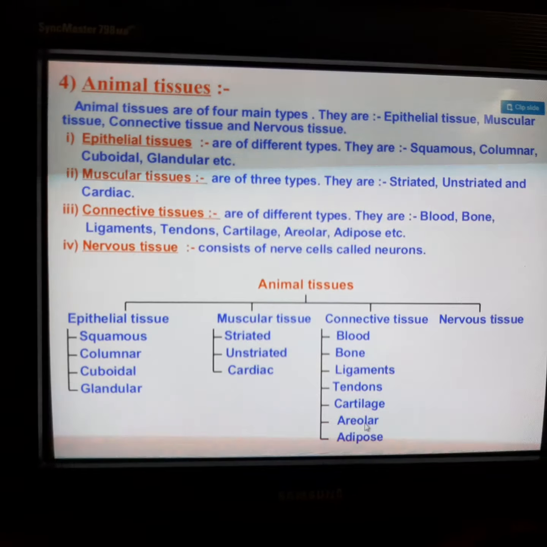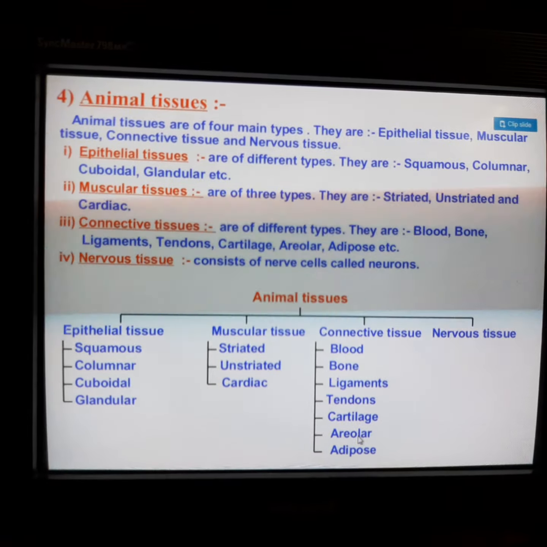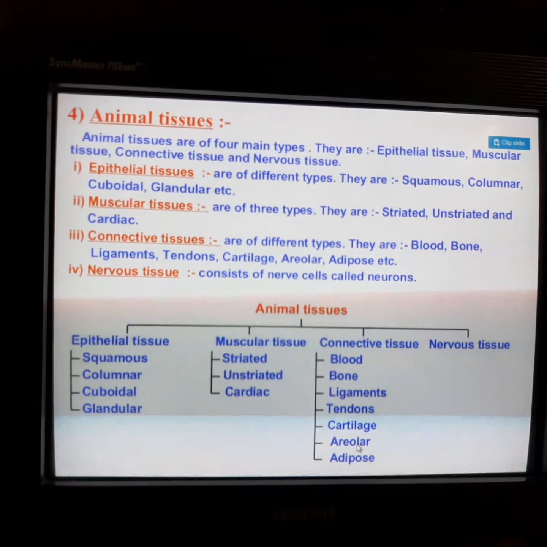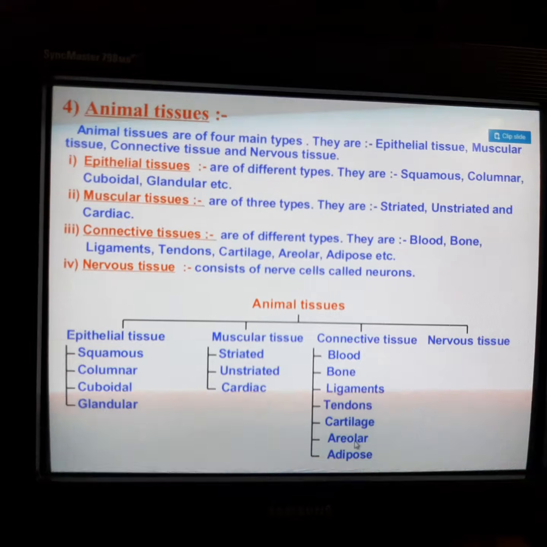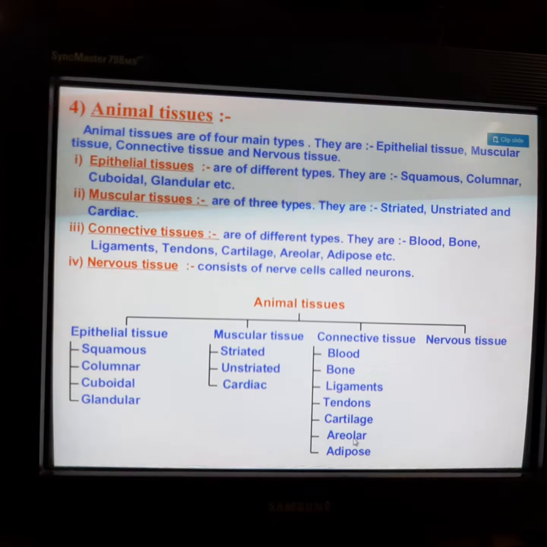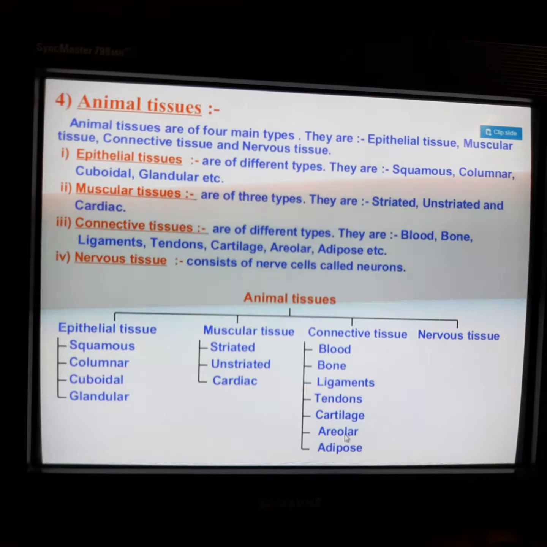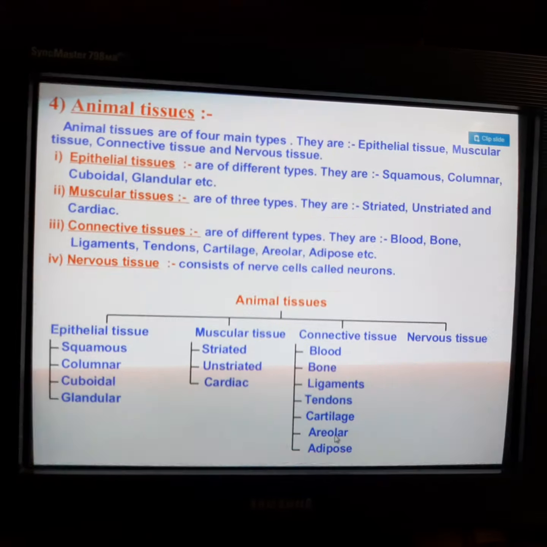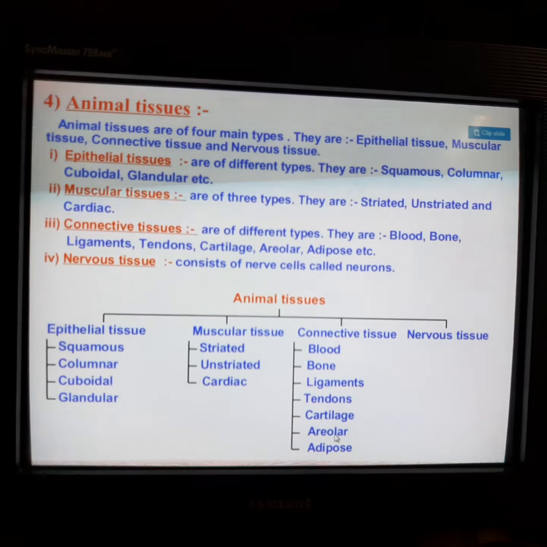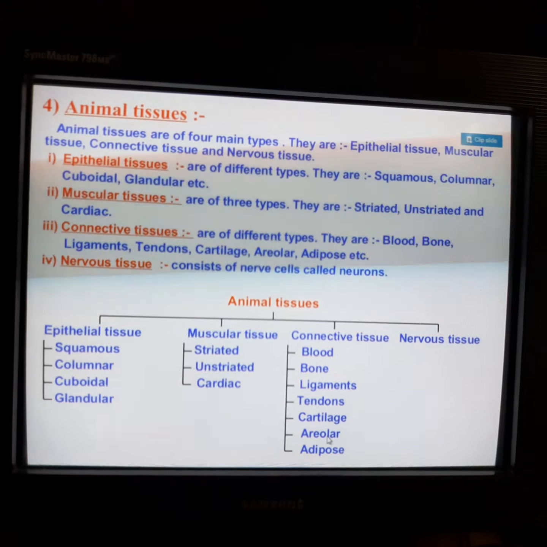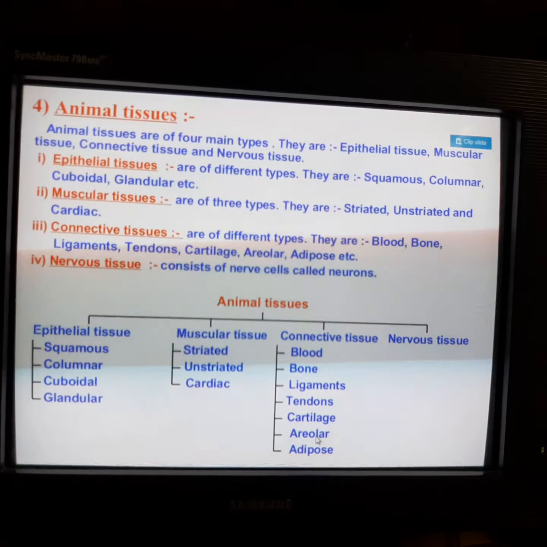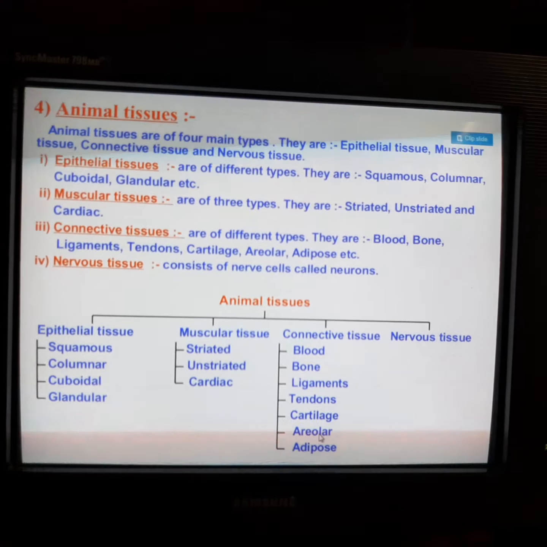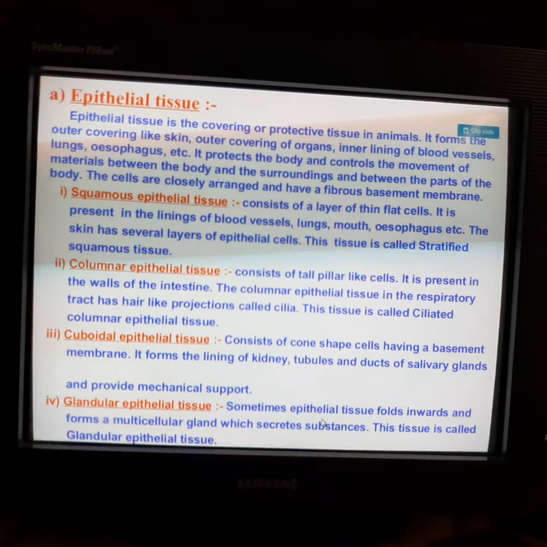Further, the epithelial tissue is divided into four: the squamous epithelium, columnar epithelium, cuboidal epithelium, and glandular epithelium. The muscular tissue is further divided into three, that is the striated, unstriated, and the cardiac tissues. The connective tissue is further divided into mainly seven: the blood, bone, ligaments, tendons, cartilage, areolar, and adipose.